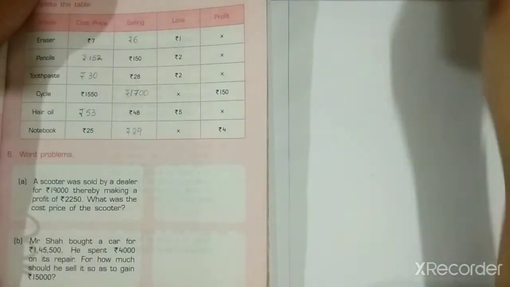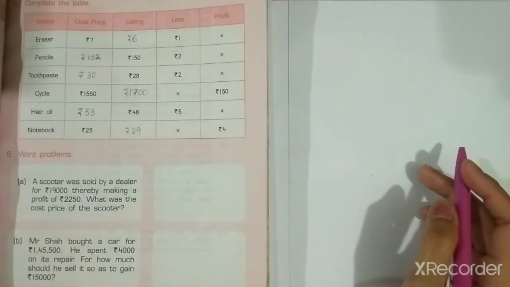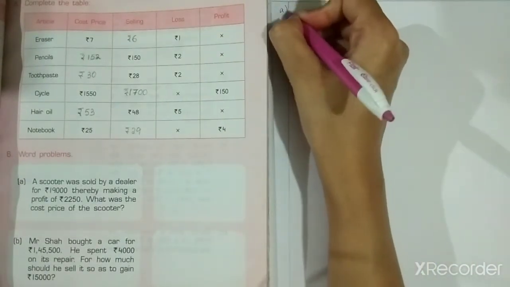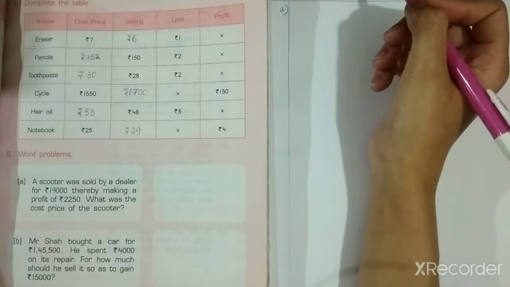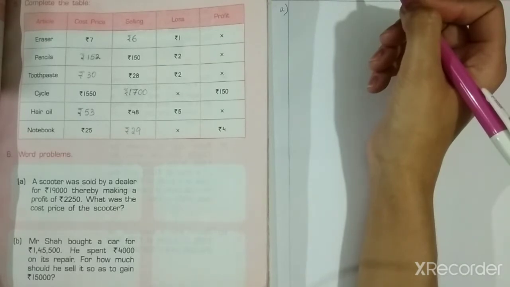Now let's see the word problem number 6. A scooter was sold by a dealer for rupees 19,000, thereby making a profit of rupees 2,250. What was the cost price of the scooter?